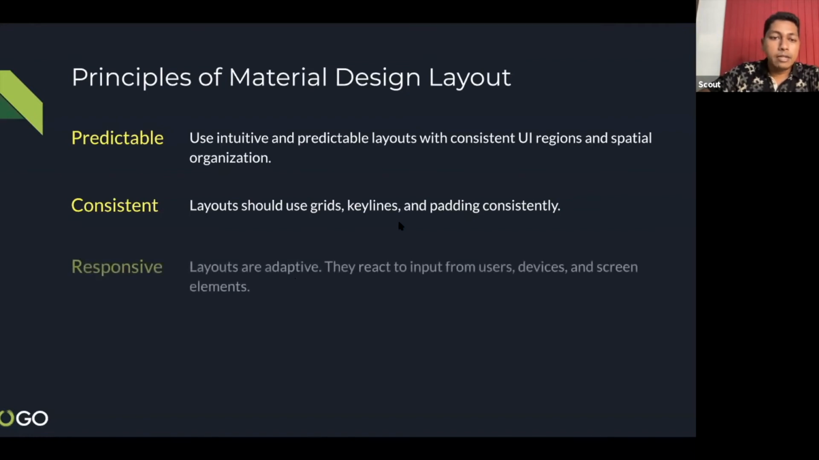Okay, and the third part, which is obvious, is responsive. Layouts have to be responsive, so that the layout can adapt to multiple different devices or different screen sizes, right? These are the three key principles for material design's layout system. It has to be predictable, it has to be consistent, and it has to be responsive.